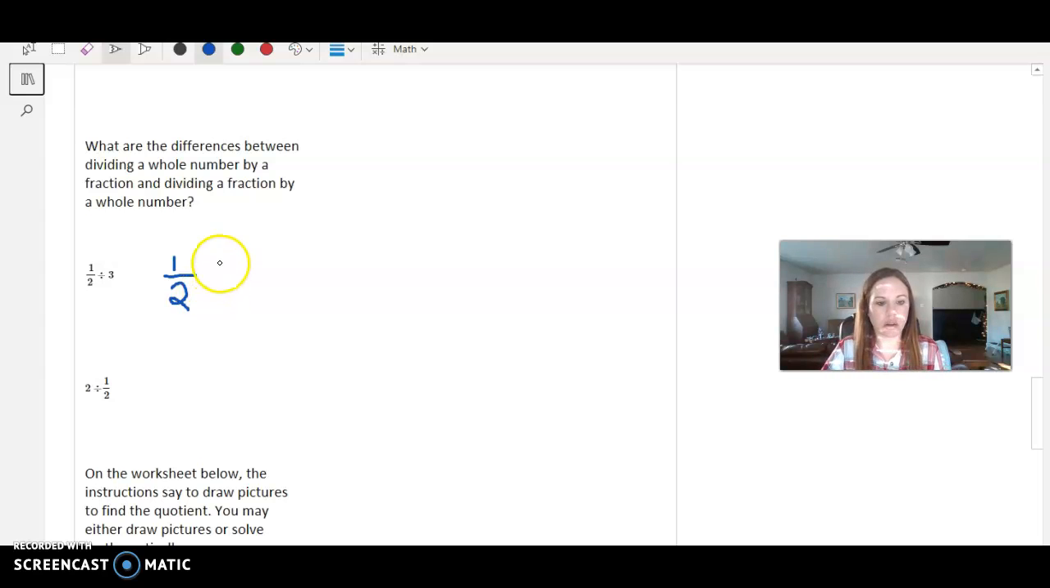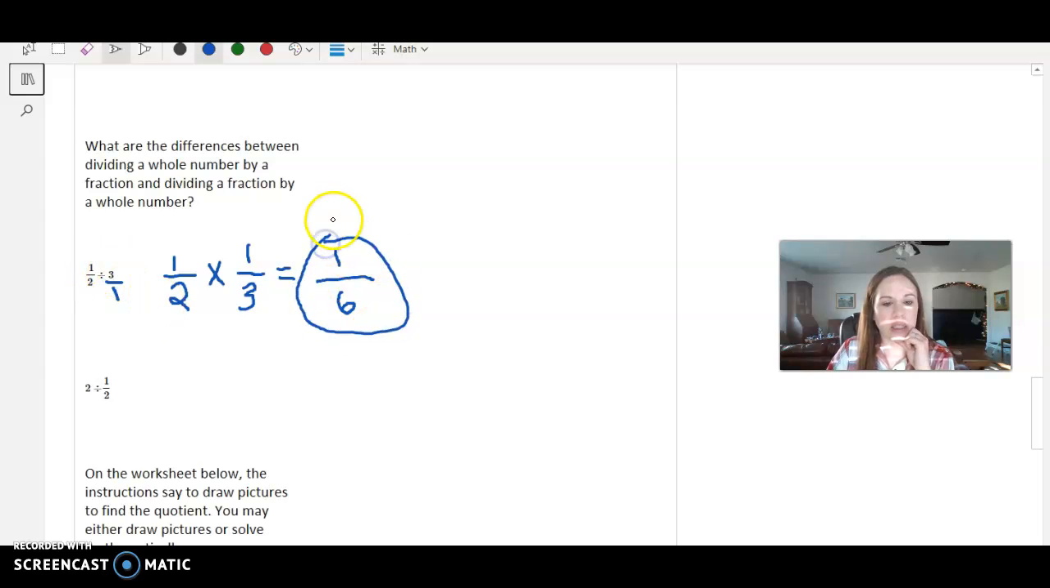Multiply, okay, so change our division symbol to a multiplication symbol, by the reciprocal. So we are going to use the reciprocal of 3. Well, 3 as a fraction is 3/1, right? So what is that flipped? 1/3. Okay, so 1 times 1 is 1. 2 times 3 is 6. So 1/2 divided by 3 is equal to 1/6.